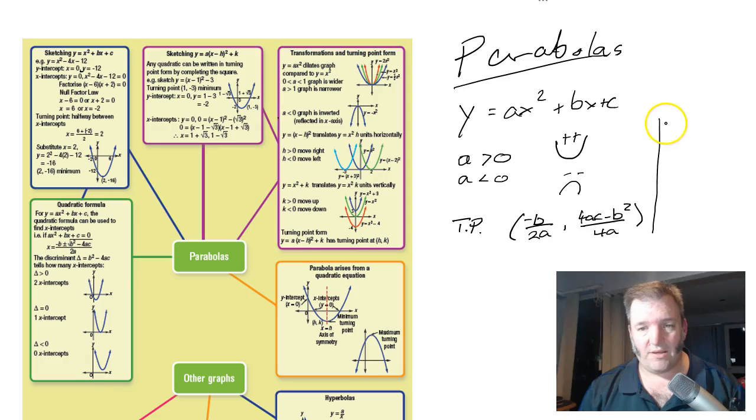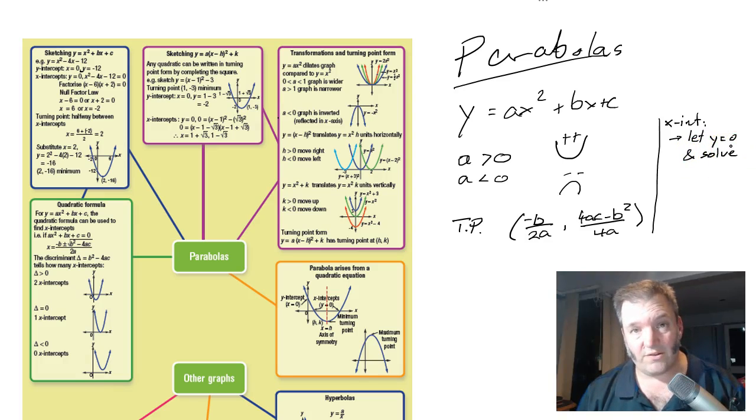What are the other things we need to find? x and y-intercept. To find the x-intercept, what do we do? I can hear you answering it already. Let y equal 0 and solve. How do we solve? Factorize and use the Null Factor Law, the quadratic formula. Either of those are going to work. You can even use your graphics calculator if you've got that, and that'll be fine.